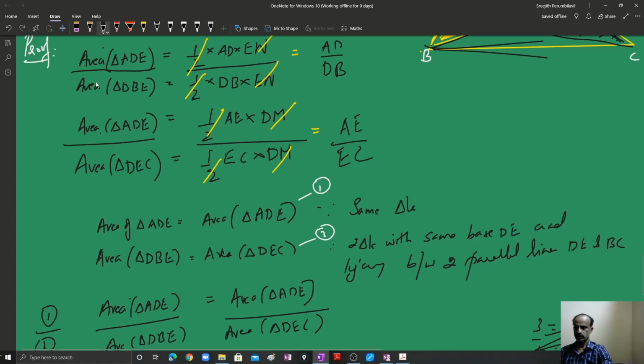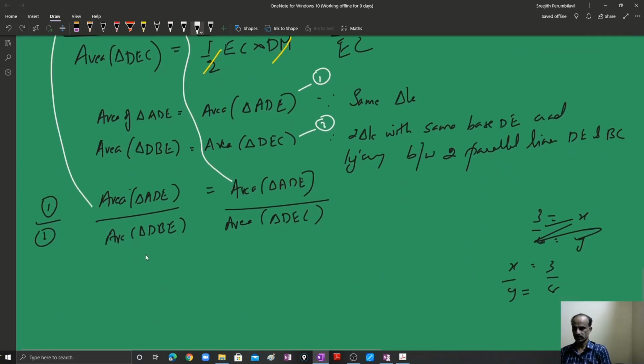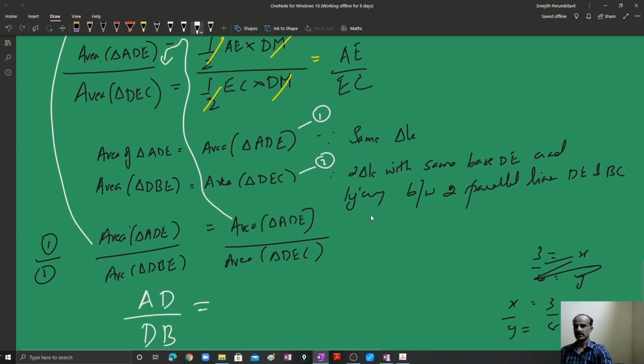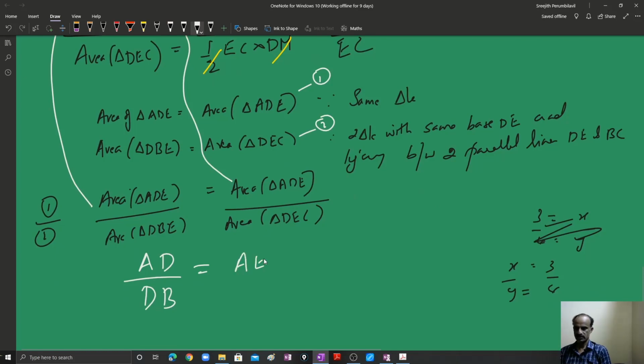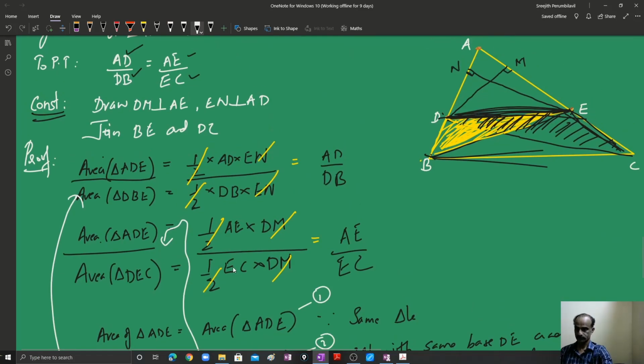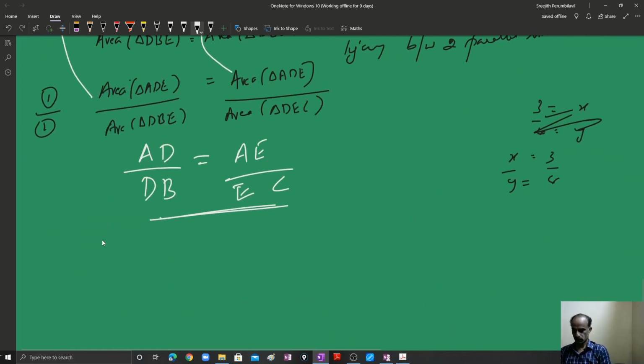Now look at these two things. The first thing is nothing but this part, and the second thing is nothing but this part. So what is the corresponding value? AD by DB. And what about this part? This is the same as AE by EC. Hence what? This is what we have to prove. So hence proved.